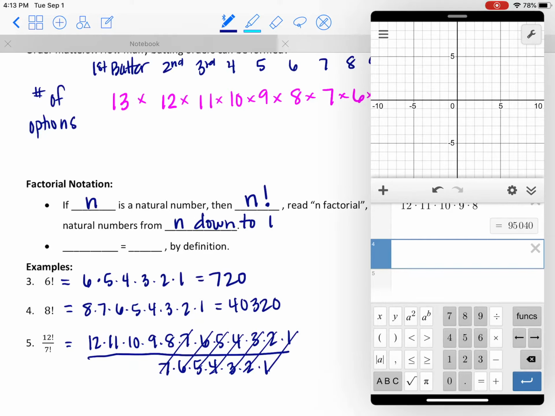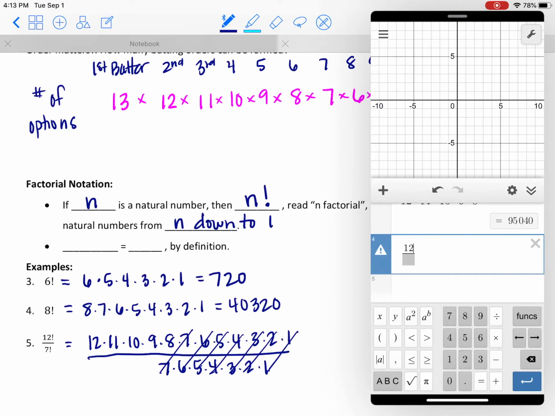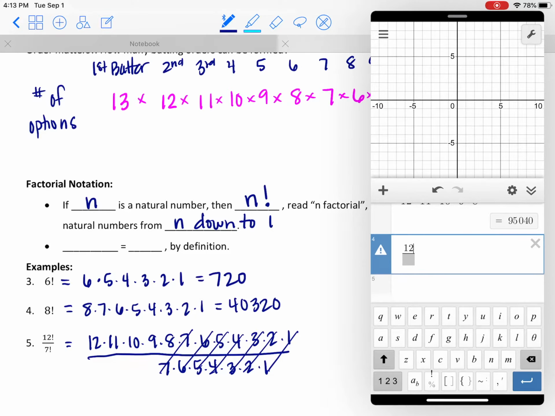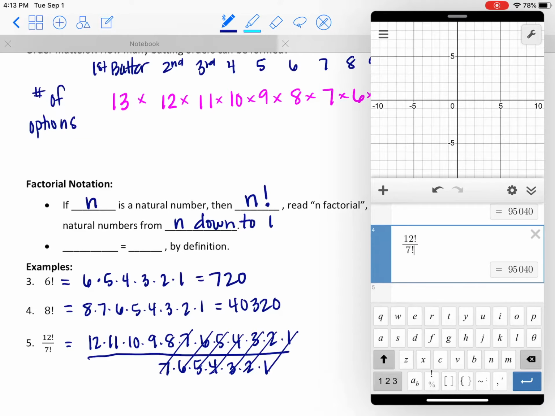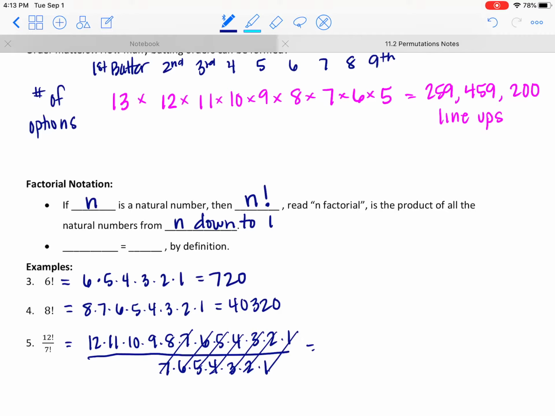I can just use the notation. So I'm going to hit the divide button to give myself a fraction, and I want 12 factorial on the top, and I want 7 factorial on the bottom. And there it is, same exact answer, 95,040. Okay, so 95,040.